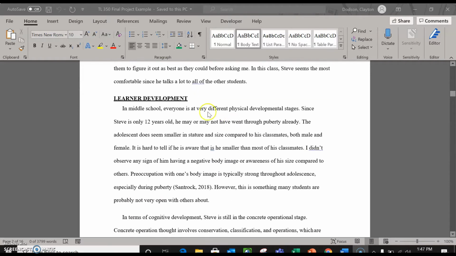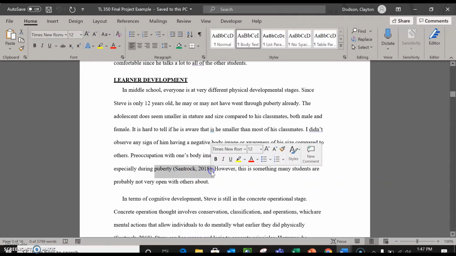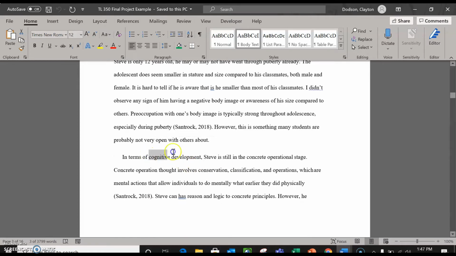Okay, next section was the learner development. And again, I want you to notice this particular student cited where they got some of this information. So that's important too, be sure to include where you get some of this information. So when you talk about cognitive development and physical development and all that good stuff, remember to cite the textbook where you got that. So again, cognitive development, we got that from Santrop. Also, it's important, the one thing that this person did not include, be sure to include the page number as well.